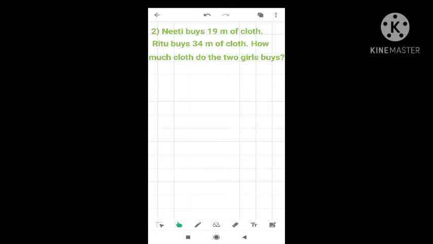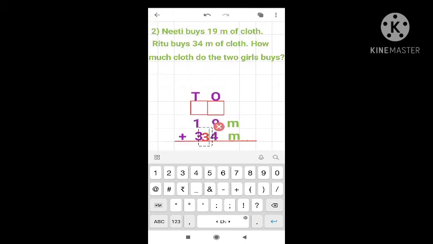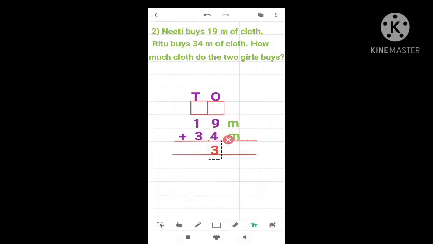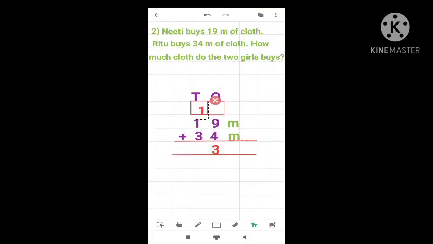So let's solve. First we have to add the values of ones place. So add 9 and 4. So keep this 9 in your mind and 4 in your finger boxes. So what do we get? Yes, we get 13. So we have to write 3 here and 1 will go here in the box.